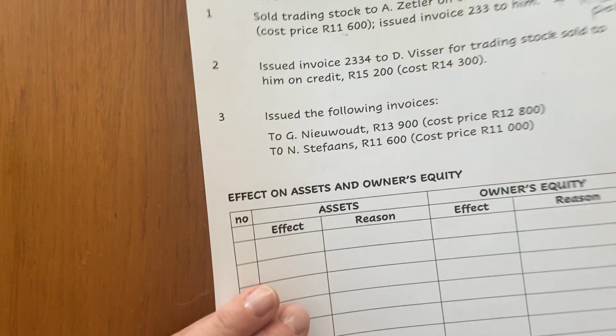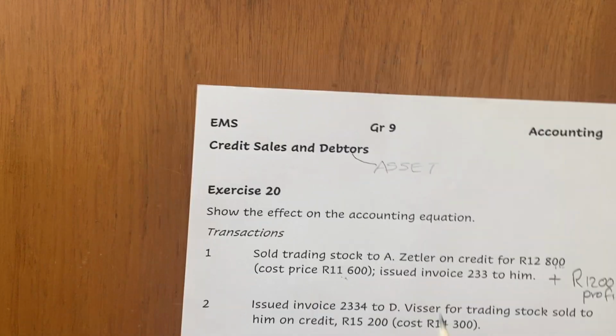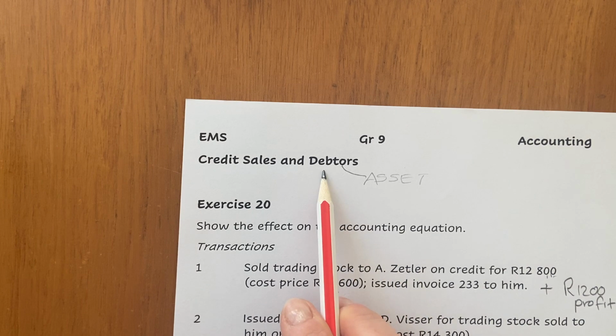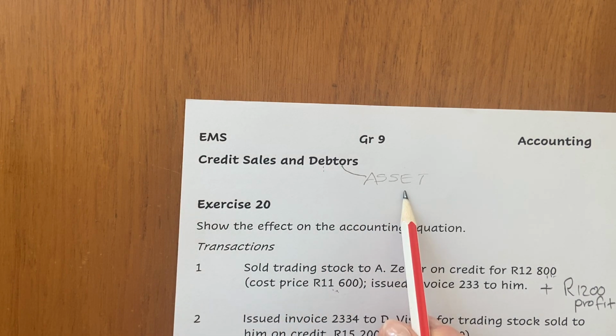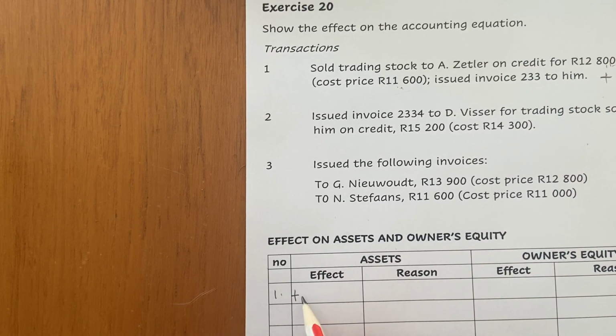So let's see what is the effect on the accounting equation. So we're doing number one. Now, first of all, we sell on credit to Zettler. Zettler is a debtor. Debtor is an asset. So what happens to my assets? My assets increase because they owe me more money, 12,800 Rand. The reason is my debtors increase.